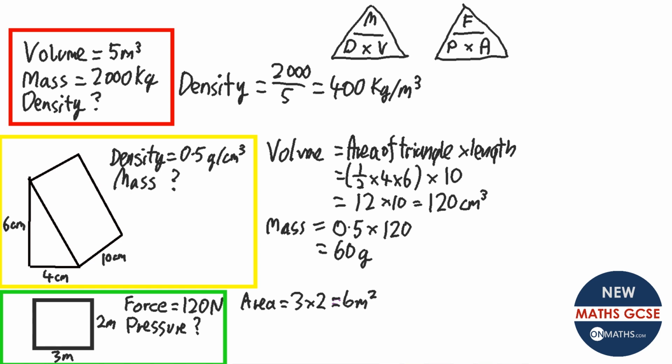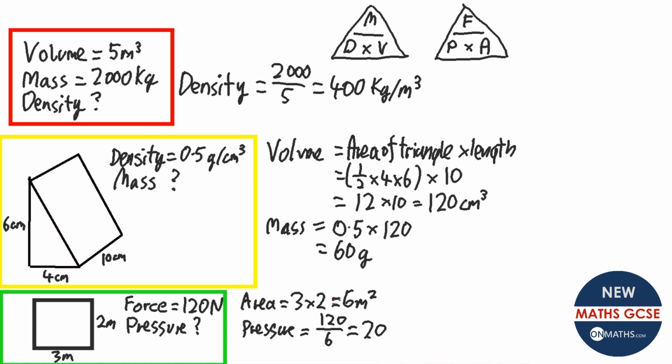Be careful not to put cubed because it's an area, so it's going to be meters squared. Okay, and so pressure is going to be force, which is 120, over area. Now I know 12 divided by 6 is 2, so it's going to be 20. Now let's think about the units.